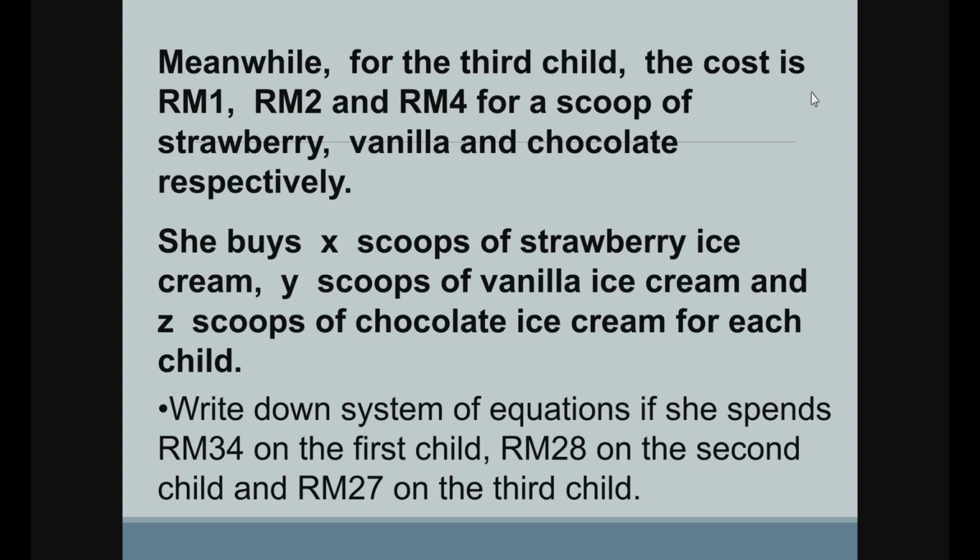Meanwhile, for the third child, the cost is RM1, RM2, and RM4 for strawberry, vanilla, and chocolate respectively. She buys x scoops of strawberry, y scoops of vanilla, and z scoops of chocolate. Write down the system of equations if she spends RM34 for the first child, RM28 for the second one, and RM27 for the third child.